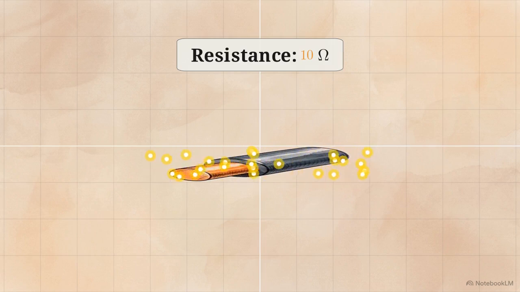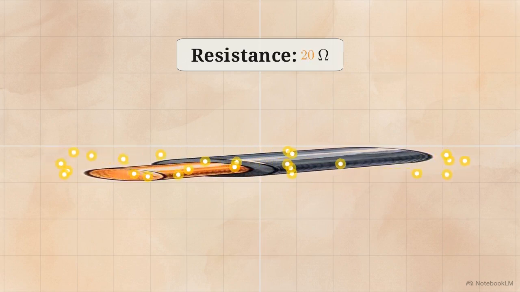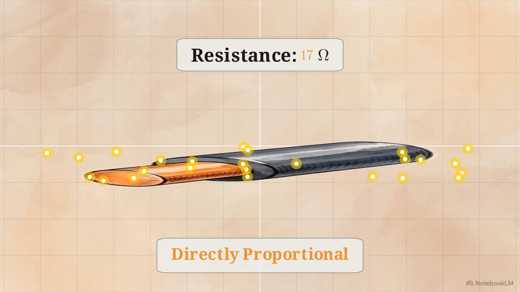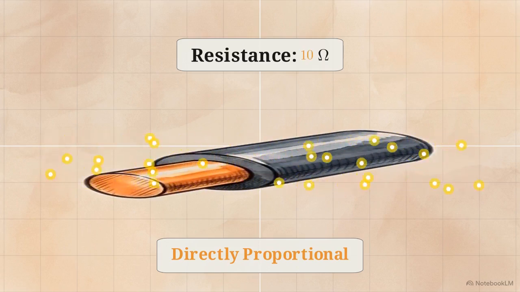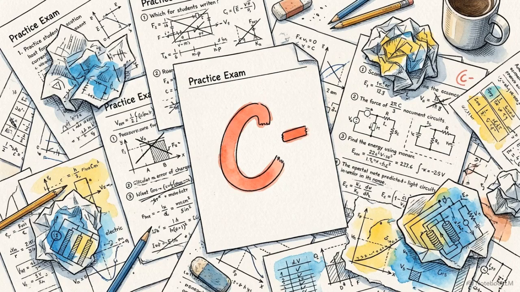If you double the length of the wire, the charges have to push through twice as much material. The resistance doubles. They are directly proportional. But if you widen the wire, giving the charges twice as much cross-sectional area to travel through, the flow becomes easier. Doubling the thickness cuts the resistance exactly in half. They are inversely proportional. Tracking direct and inverse proportionality can create some tricky math scenarios on exams.